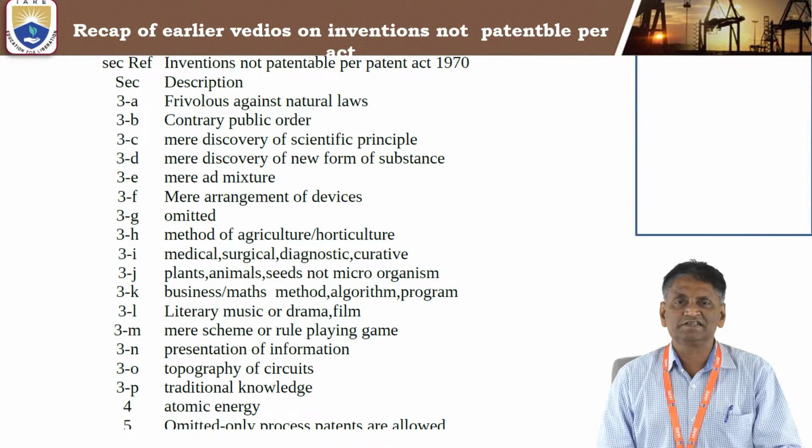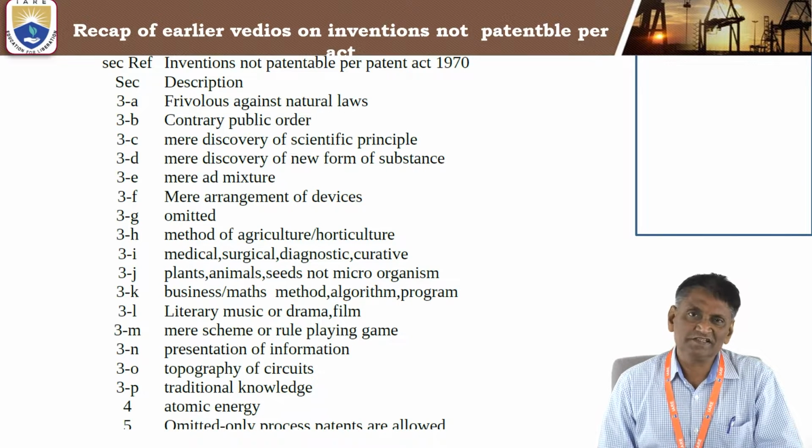Then there is section 3P which says presentation of information already there, presented in a particular form, cannot be patented. Then there is 3O. That section says topography of integrated circuits, because there is a separate protection for integrated circuits, they cannot be patented.